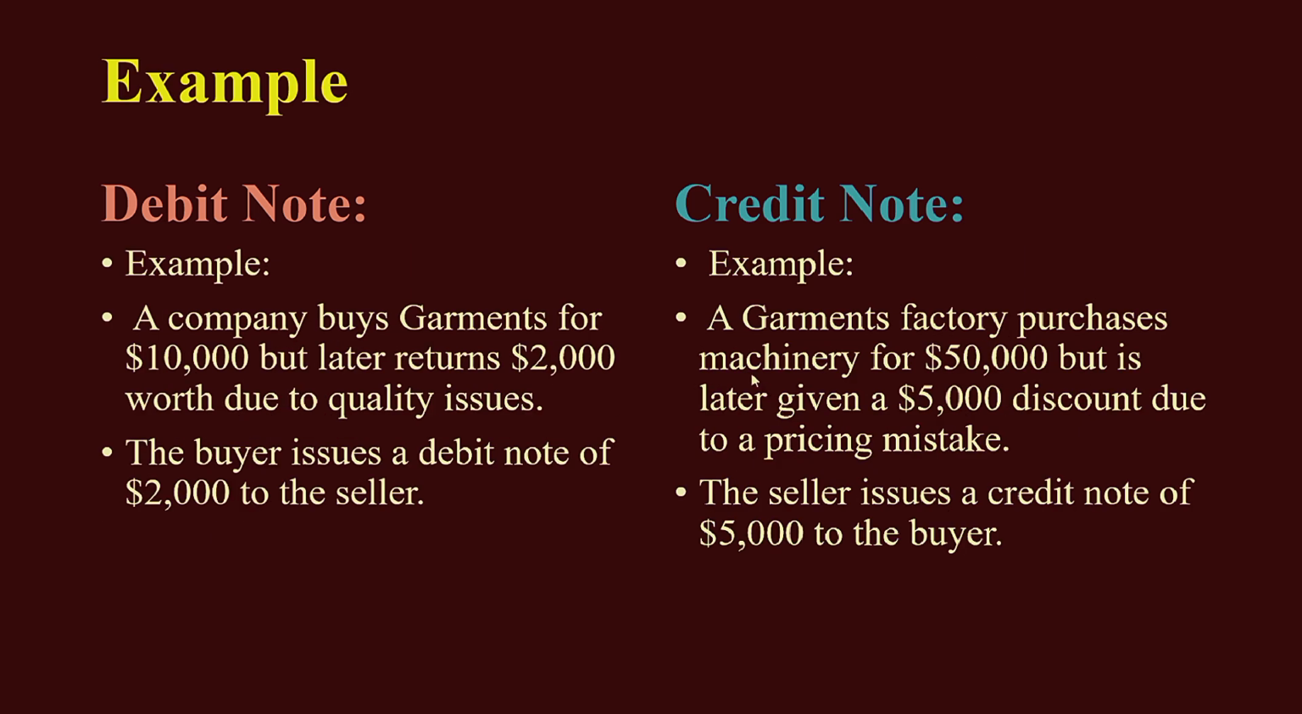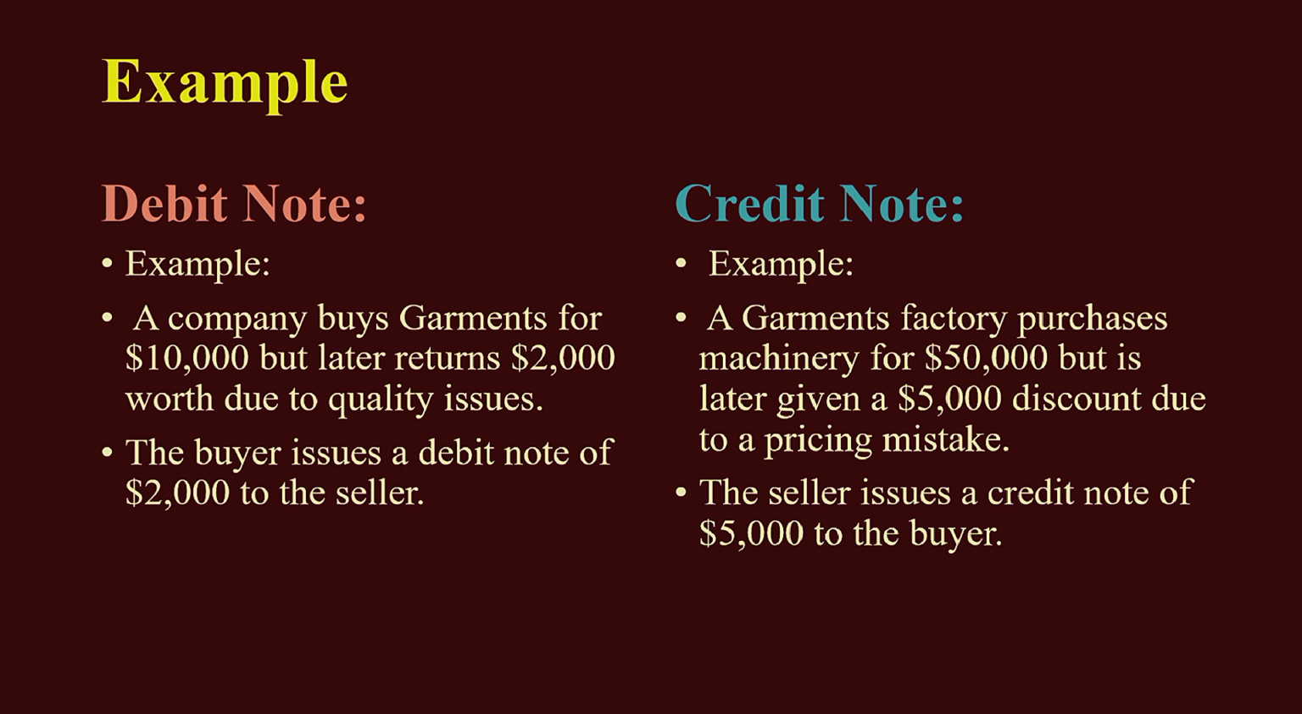For example, you can say a garments factory or a company buys garments for $10,000 but later returns $2,000 worth due to quality issue. The buyer issues a debit note of $2,000 to seller.